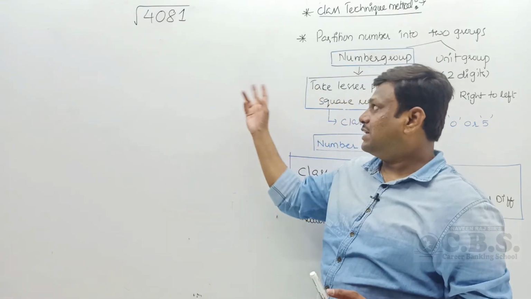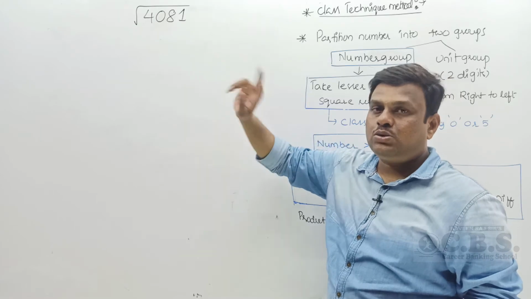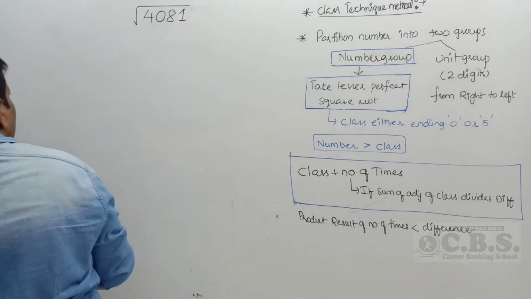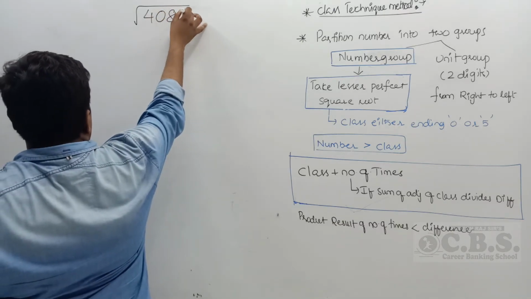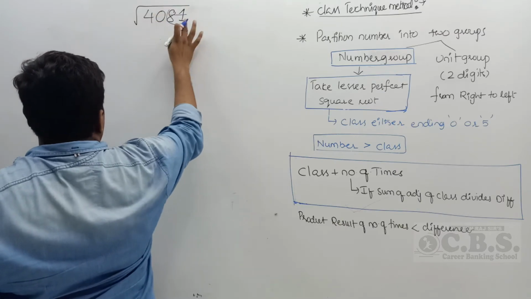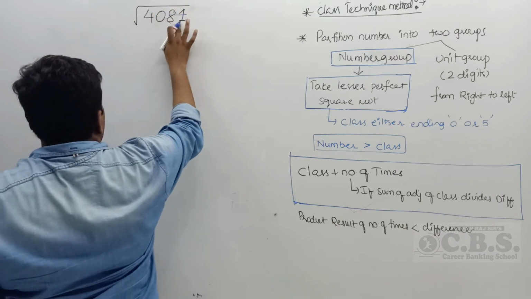Your first step is to divide the number into 2 groups: the number group as well as the unit group. Okay, no need to take the unit group, you just forget about it. The unit group holds how many digits? 2 digits. So you don't need to take this group. You just forget about 81.